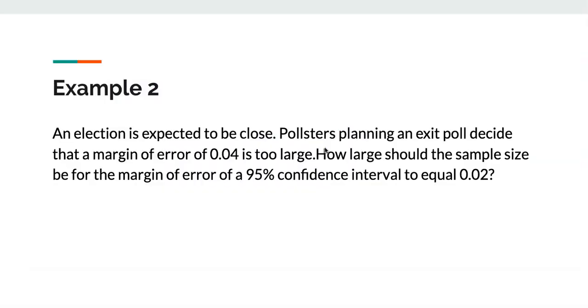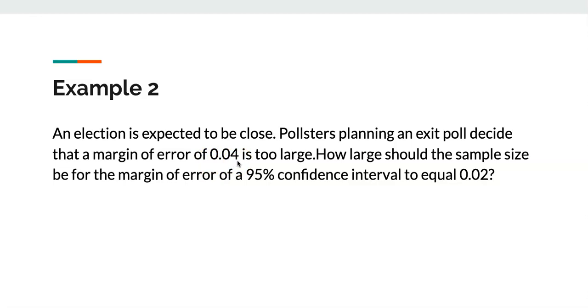All right, let's do another example. The election is expected to be close, so we're going to have like 50%, 50%, huh? Pollsters planning an exit poll decide that a margin of error of 0.04 is too large.